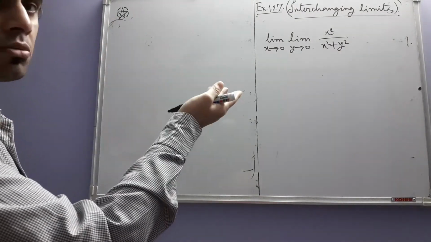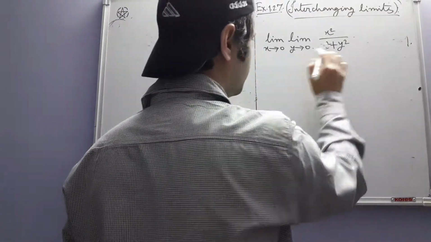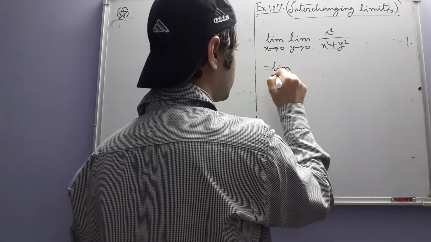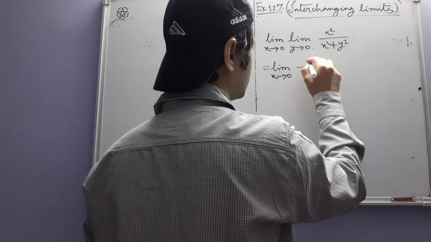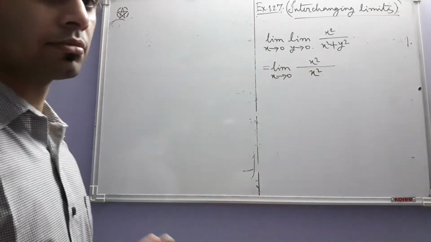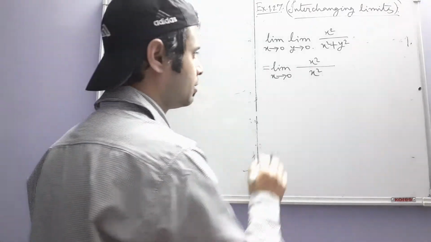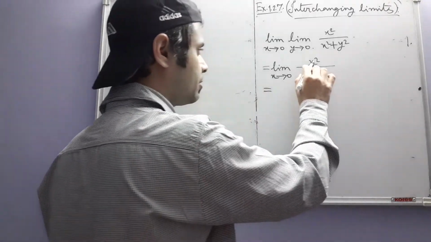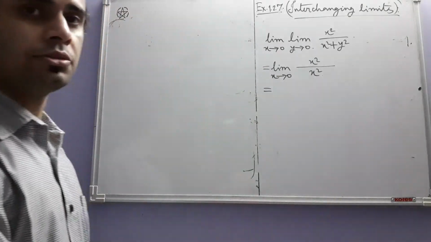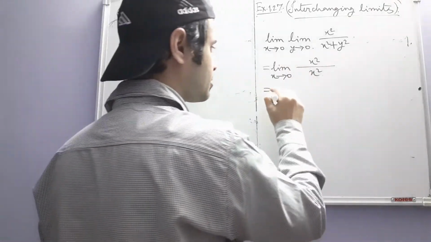Now, if limit y tends to 0, then this inner limit becomes what? X square divided by x square, because y square is becoming unimaginably small. Now, note that x, although x is approaching 0, x is not equal to 0. So that's why we can cancel.